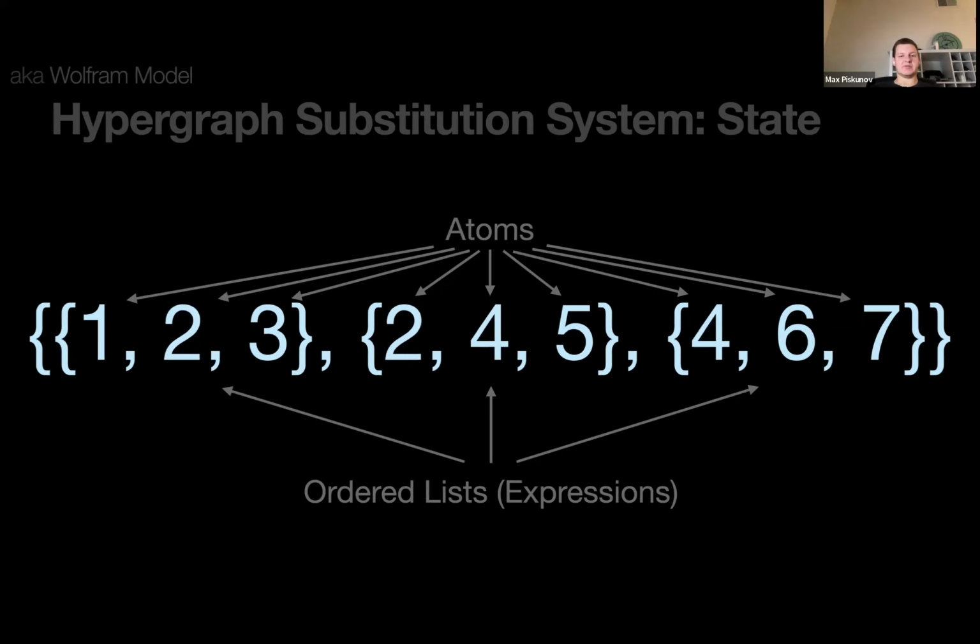And the atoms, and by the way, the word atom here has nothing to do with atoms from physics. It just means they're atomic, so they don't have any internal structure. The atoms are just labels, they can be numbers or letters or anything. The only thing important about them is that some of them can be shared between different expressions. So in this case, there is 2 that's shared and 4 that's shared.